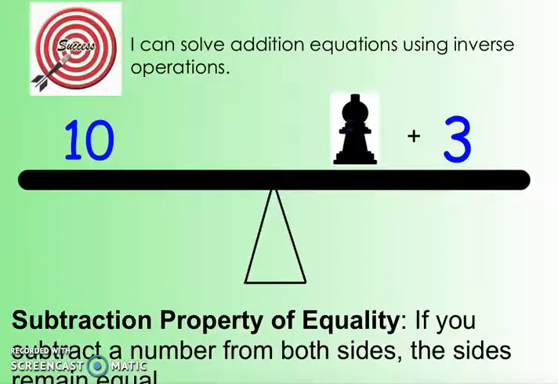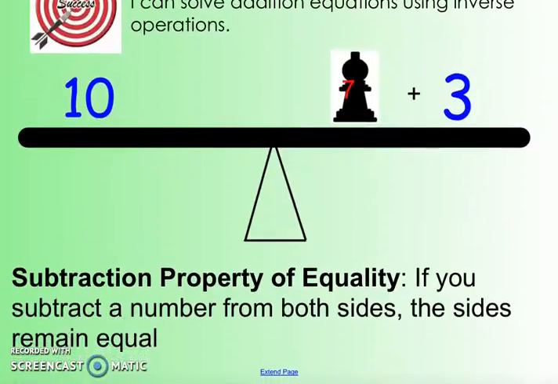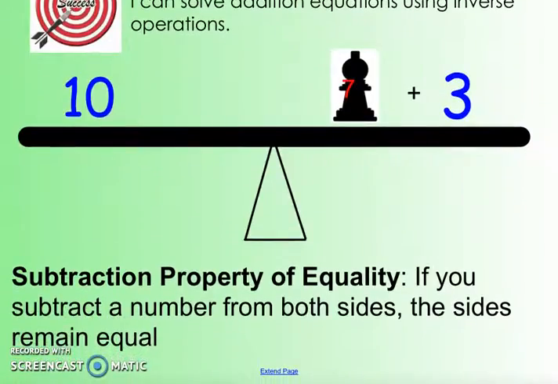Exactly, because if I have 3 already, I need 7 more to make it 10. Now, is there another way to figure out or find our solution? Yeah, what did you do with the 10 and the 3? You subtracted. Now, remember I'm trying to keep my beam balanced.